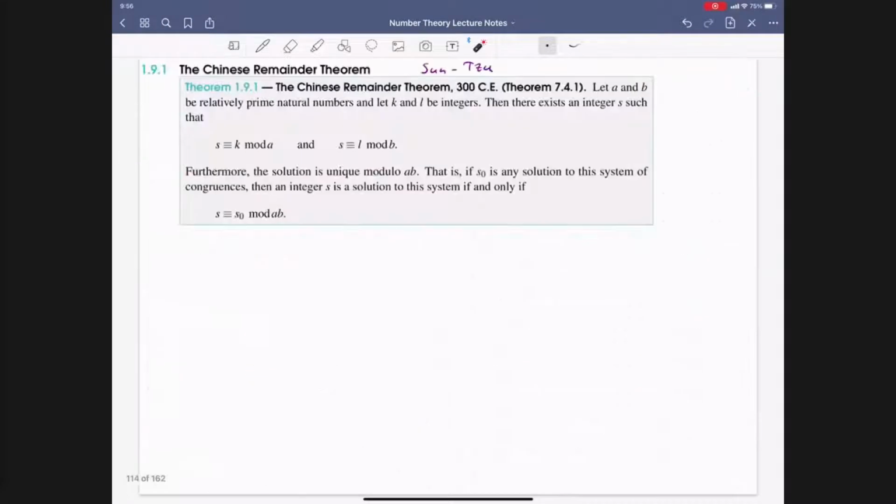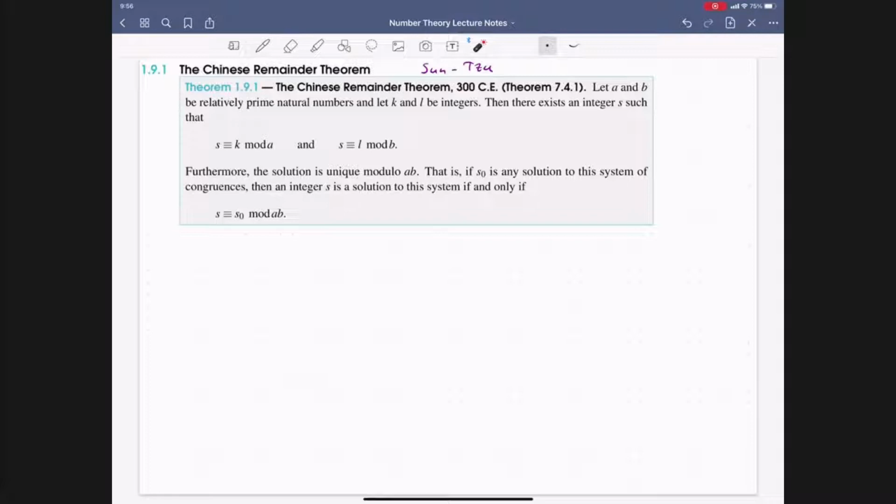But first we're going to go ahead and prove the Chinese remainder theorem. This is due to Sun Tzu, around 300 Common Era. A common misunderstanding is that Sun Tzu is the same author as The Art of War. It's actually two different people. So not the same person who wrote The Art of War, but that's oftentimes something that is referenced.